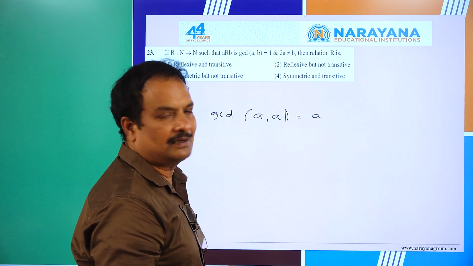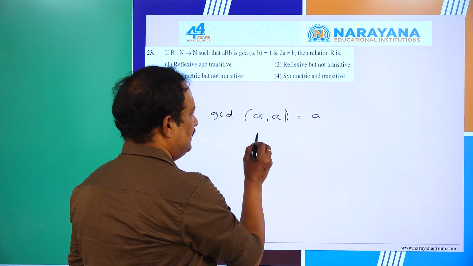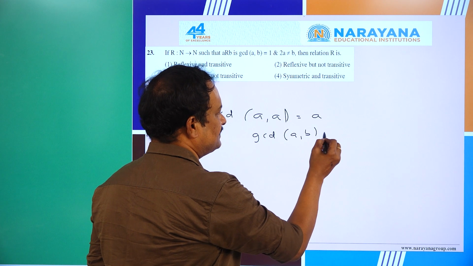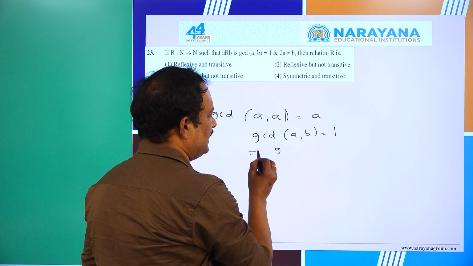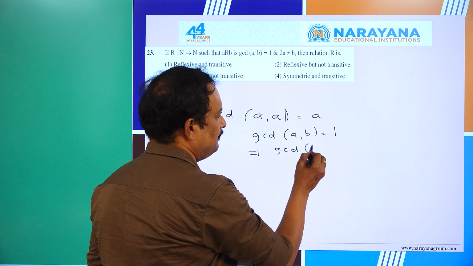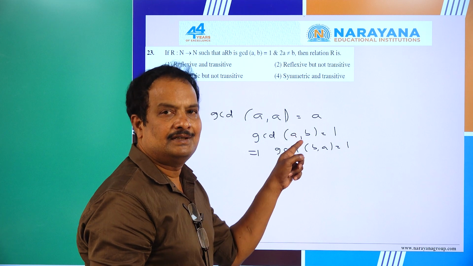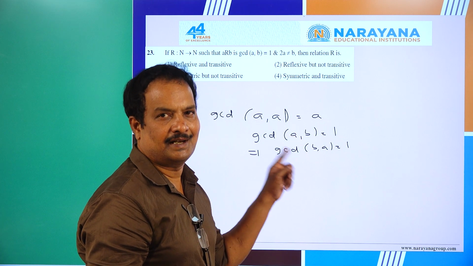So is it symmetric or not? Let us check it out. Symmetric means, for example, what is the GCD of A and B? Suppose that it is 1. Automatically this implies GCD of B and A is also 1 only, obviously. So when that is true, this is automatically true. That's why it is symmetric.